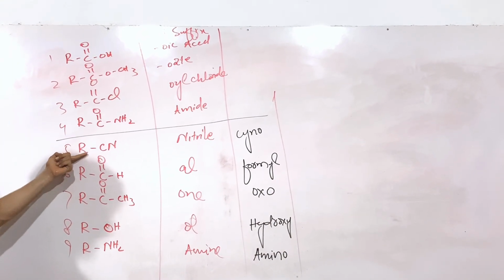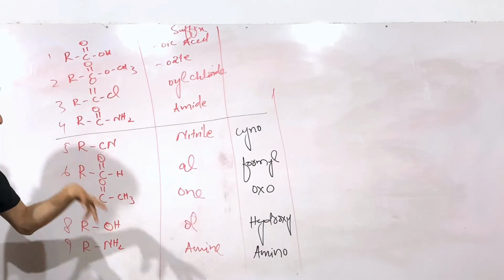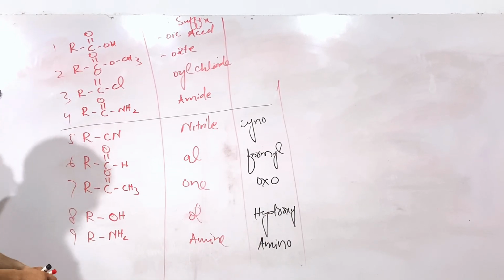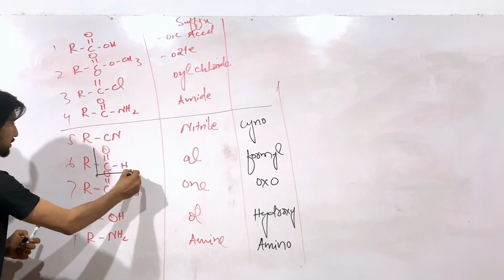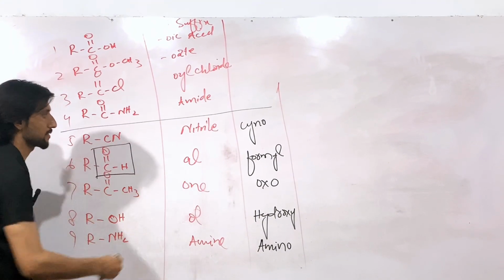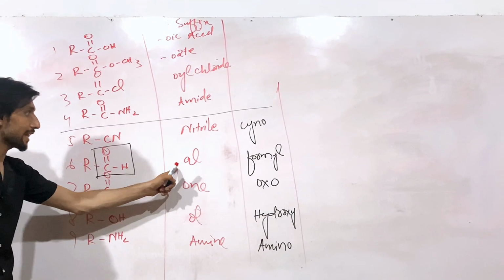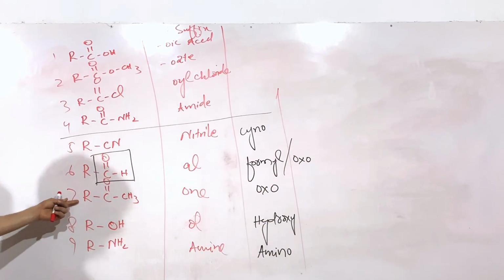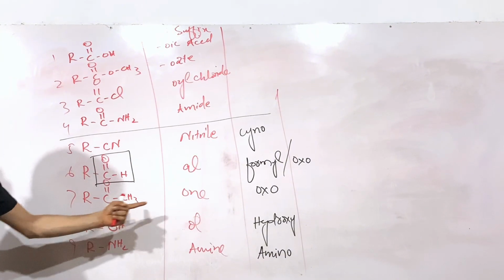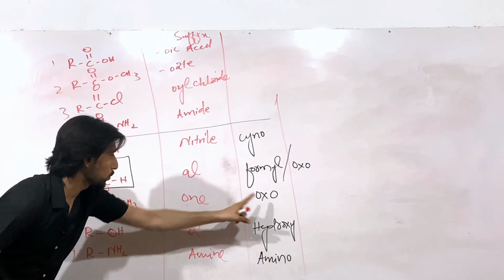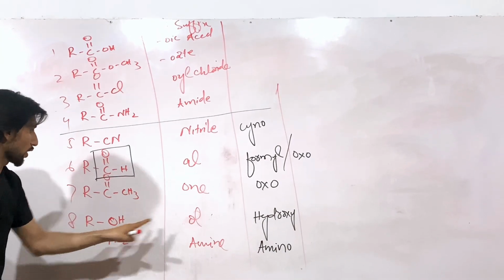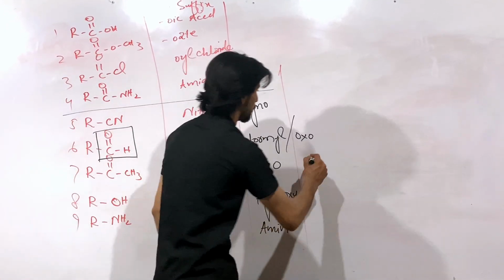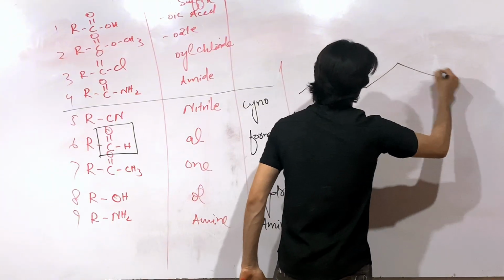If the nitrile CN comes as a substituent, this changes from nitrile to cyano. If the aldehyde group comes as a substituent, its name changes from al to formyl or oxo. We'll discuss the case of what happens over here. If a ketone becomes a substituent, it becomes oxo from one. If it is an alcohol, it becomes hydroxy, and if amine, it becomes amino. Now we will take an example.